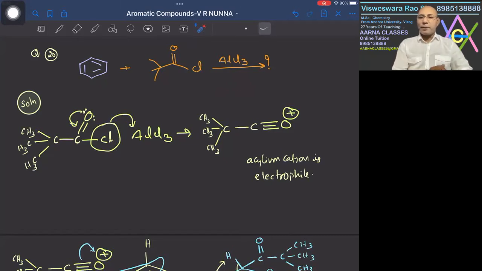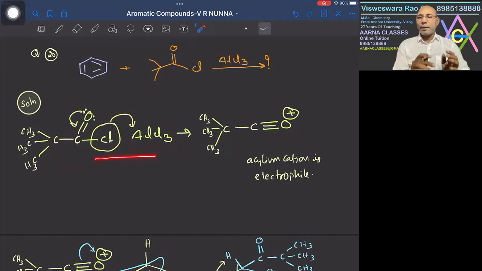So what is my first step? We have to establish what is the electrophile in this reaction. Electrophile means acyl chloride reacting with AlCl3. It is a Lewis acid, an electron pair acceptor. Because it is an electron pair acceptor, the chlorine, with this bond pair of electrons, goes towards the AlCl3.